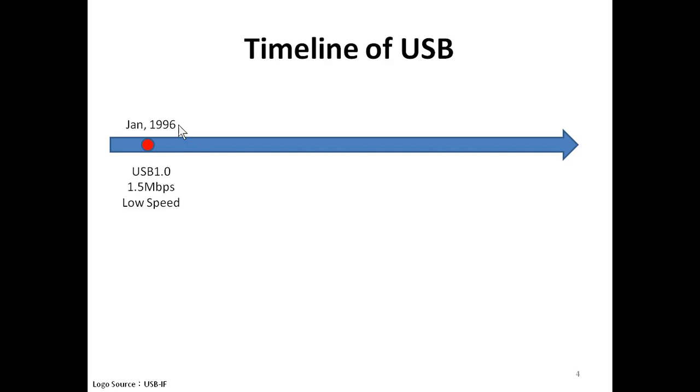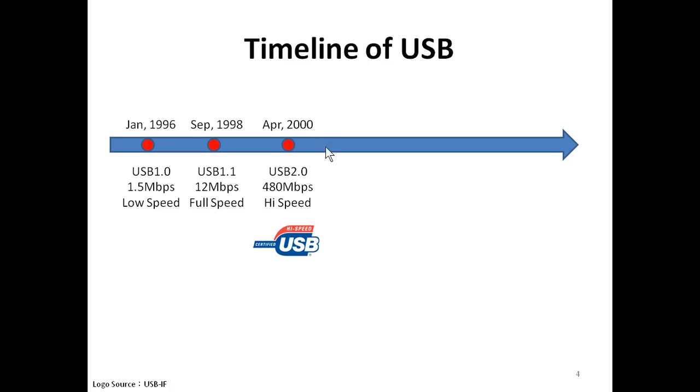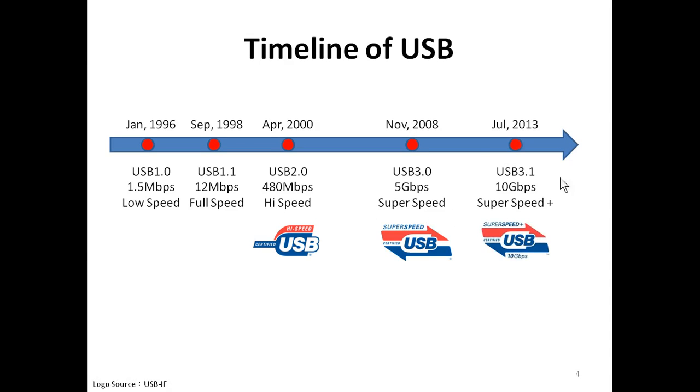The timeline of USB as it started: USB 1.0, 1.5 Mbps. It was quite low speed, January 1996. Then came USB 1.1 with 12 Mbps full speed, September 1998. Then in April 2000, USB 2.0, great speed, 480 Mbps, called high speed. Then USB 3.0 after a gap of 8 years, 5 Gbps, super speed. And now we are talking about USB 3.1, and the speed has just doubled, 10 Gbps, super speed plus.